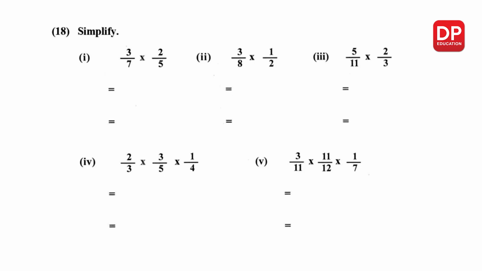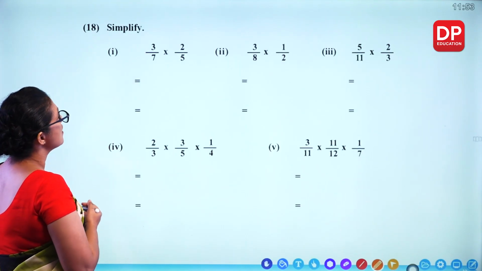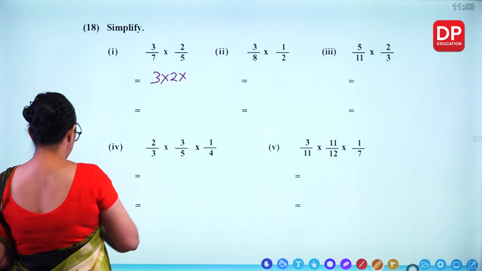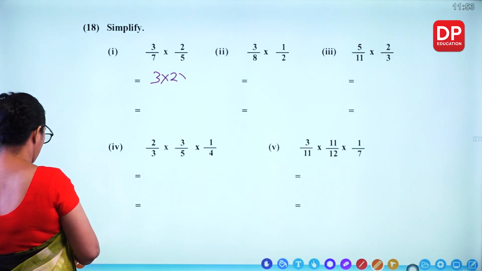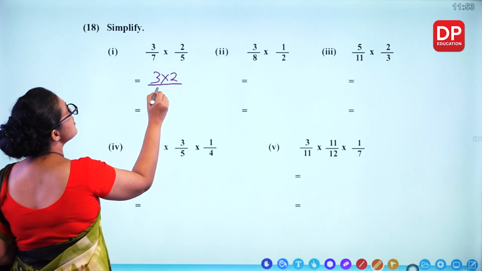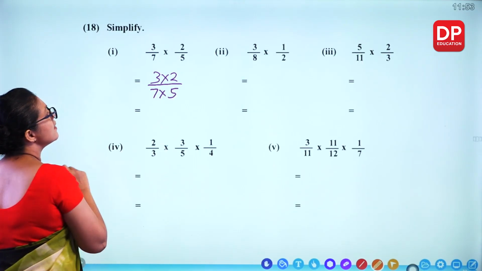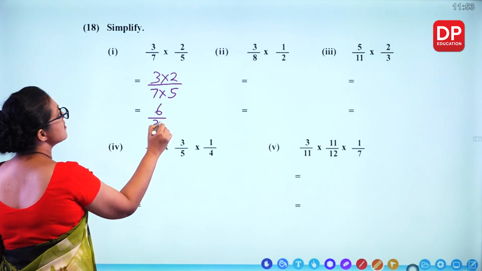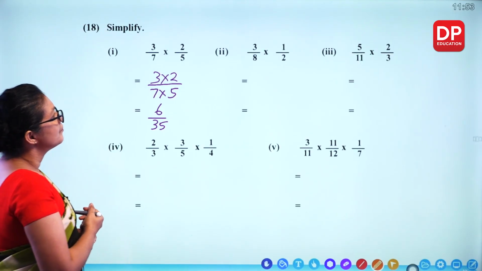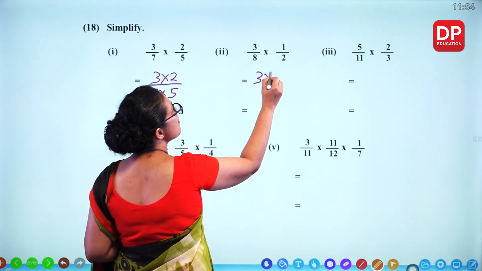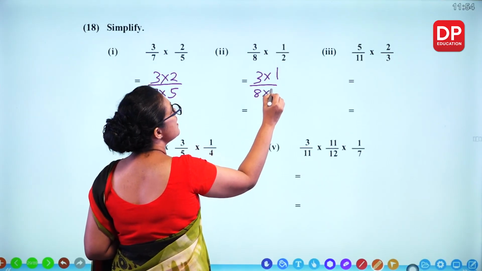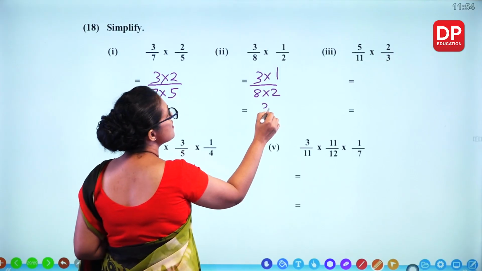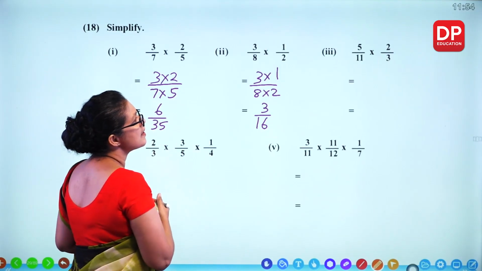Simplify. So just fraction multiplication. We know that numerator separately, denominator separately. 6 and 35. Numerator separately and denominator separately, and see whether you can simplify. You can't simplify, so this is 3 over 16.